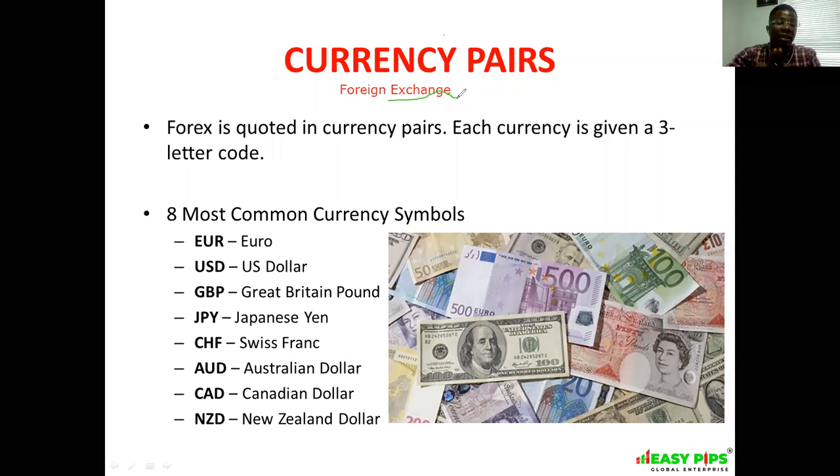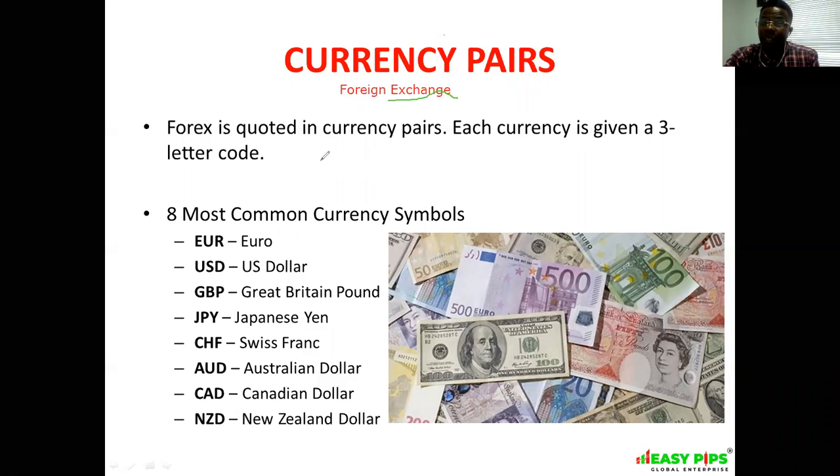So that is why Forex does not just come as a single thing, where you want to buy US dollars or sell euros. If you want to buy US dollars, what are you going to buy it with? So in Forex, Forex is quoted in what? In currency pair. That means two currencies together, two currencies in exchange, like one currency in exchange for the other.